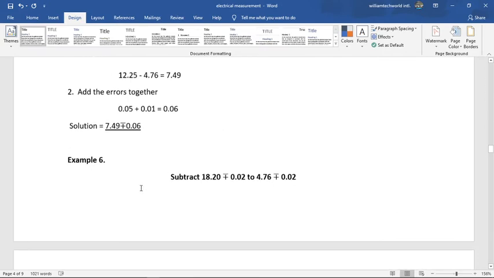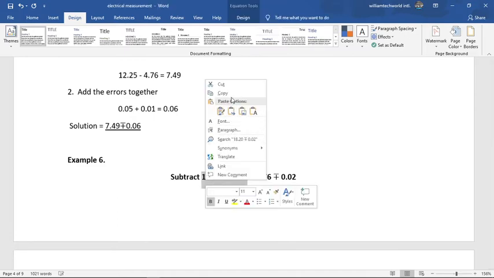Now here's another example. Sorry for the way the example is stated, I'm correcting it. It should be subtract this from this.